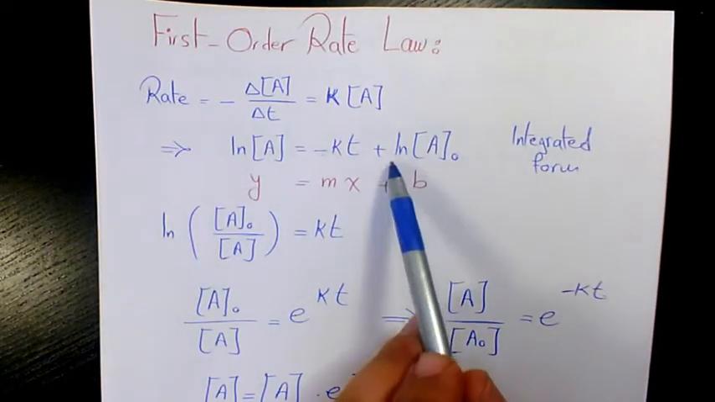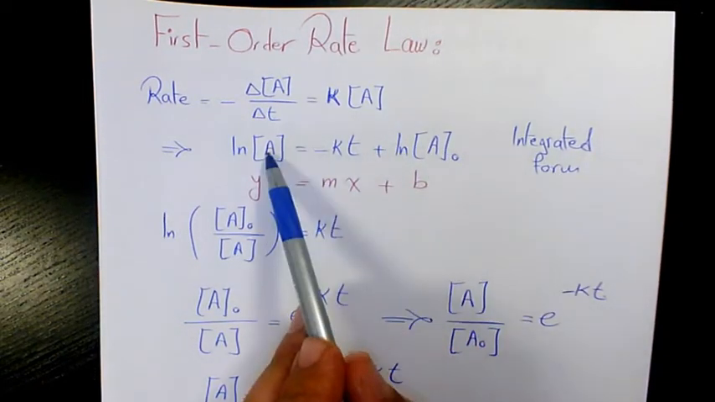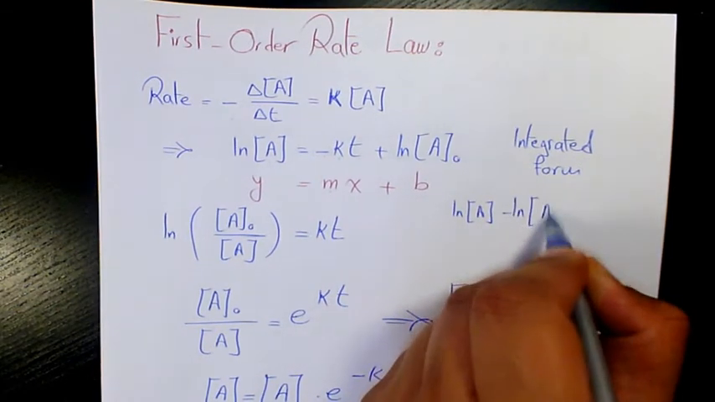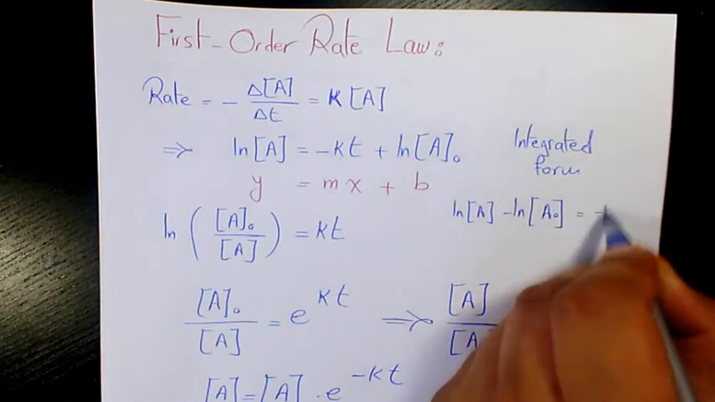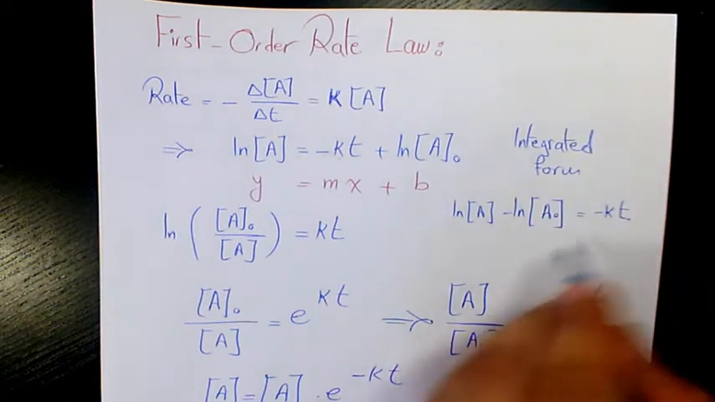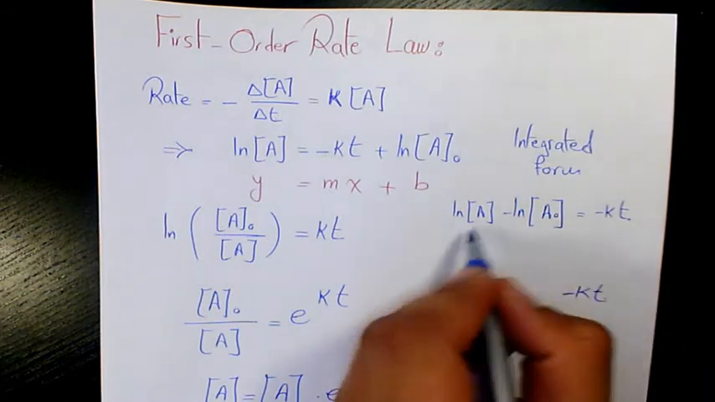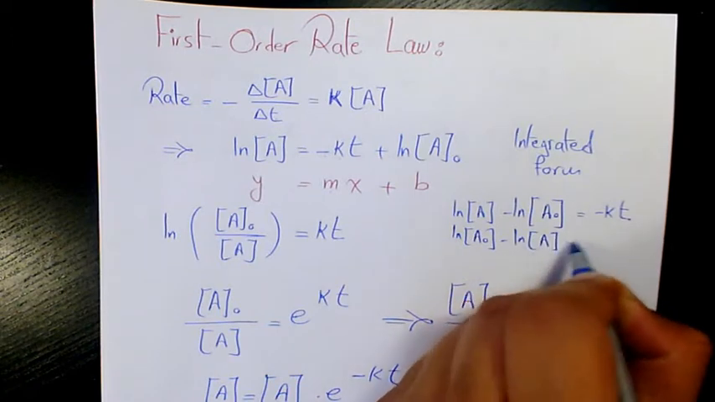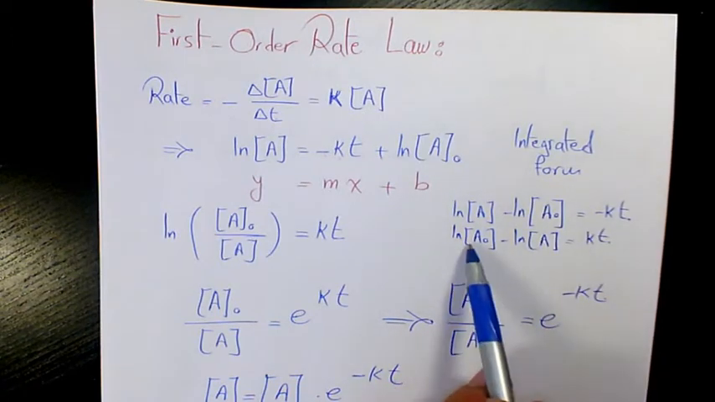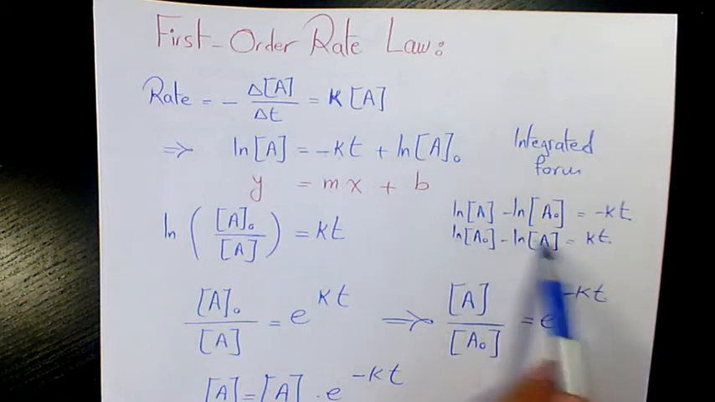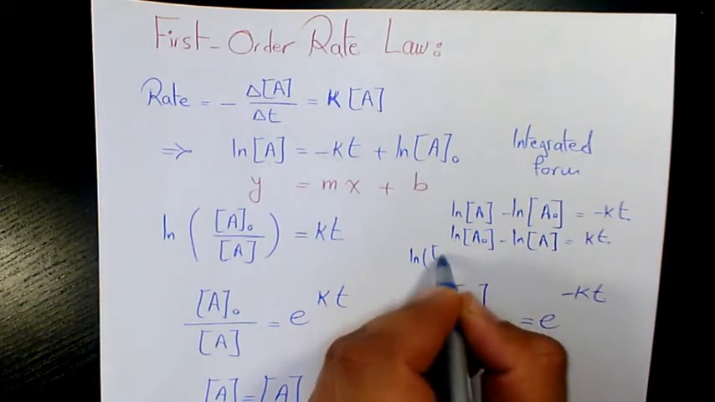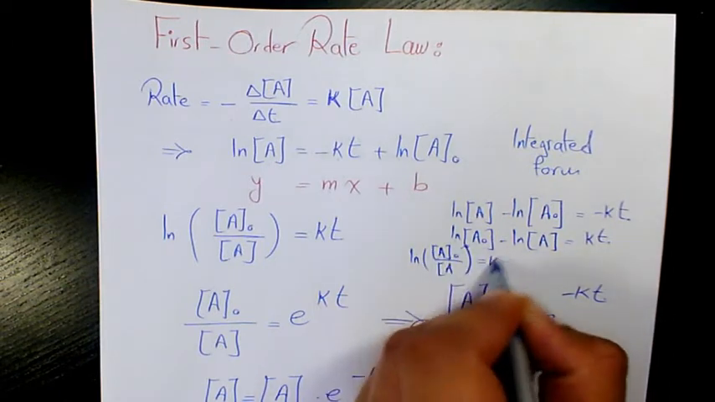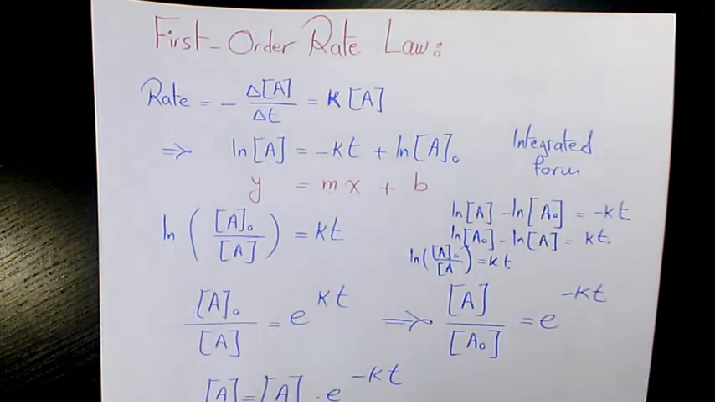So when you move this ln[A]₀ to the left hand side, it's going to be ln[A] minus ln[A]₀ equals negative kt. And if you multiply both sides by negative, it's going to be ln[A]₀ minus ln[A] equals positive kt. Then you can say ln[A]₀ minus ln[A] equals ln([A]₀ over [A]). That's one of the properties of the ln function. Now that's exactly what you have in here.